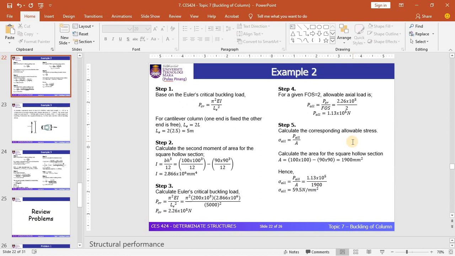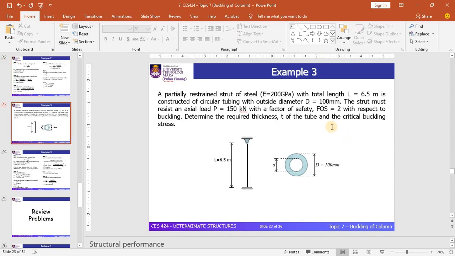Okay, so we have done example 2. Let's further discuss another example, which is example 3. In this example, we will determine the required thickness T of the tube and the critical buckling stress.